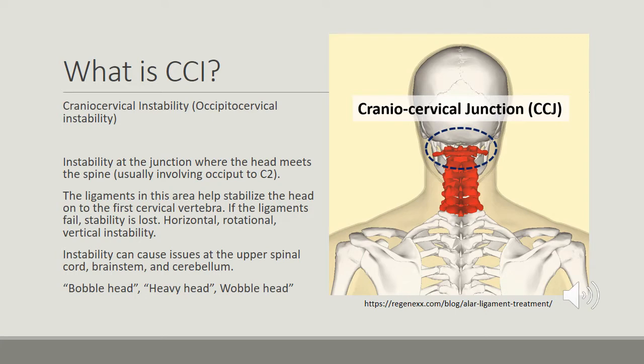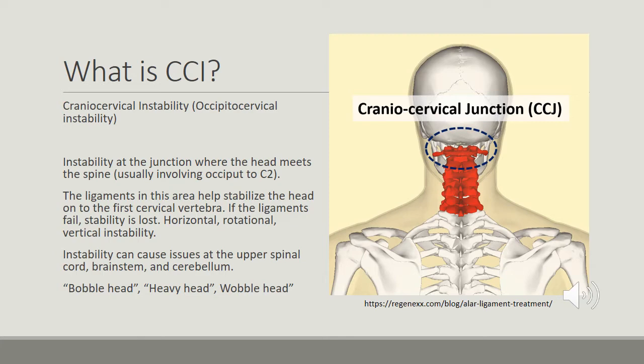CCI, or craniocervical instability, you can also call this occipitocervical instability. This is where the head meets the upper cervical spine. At this junction, the head sits on top of the cervical spine and usually involves the 2nd and 1st vertebrae. So C0, C1, and C2 is what we refer to, the head to that 2nd vertebrae. And the ligaments in this area help stabilize that head, the big skull, right onto the top of the cervical vertebra. So it's a very precarious setup. Usually works well unless you have some instability going on.